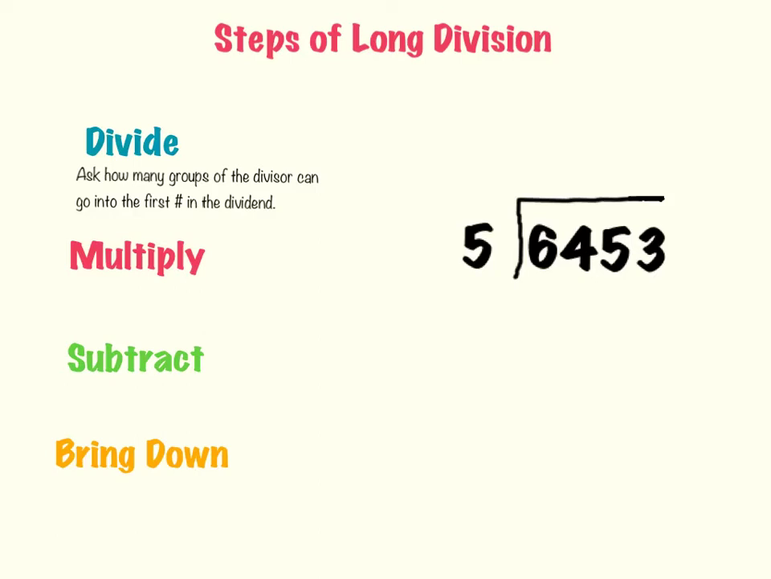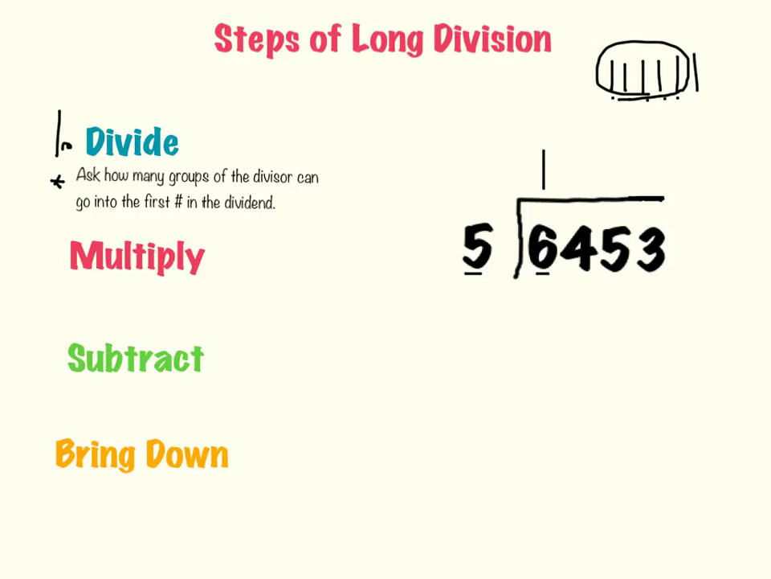Okay, here we go. The big stuff. The steps of long division. The first step, numero uno, number 1, is going to be to divide. When you divide, you're going to ask yourself how many groups of the divisor can go into the first number in the dividend. So our divisor is 5, and we say if we have 6 things, how many groups of 5 can I make? I can make 1, 2, 3, 4, 5. So I can make 1 group of 5. So 5 goes into 6 one time.